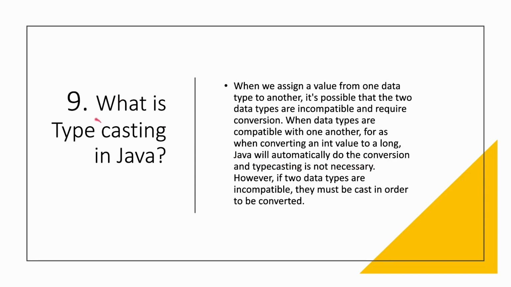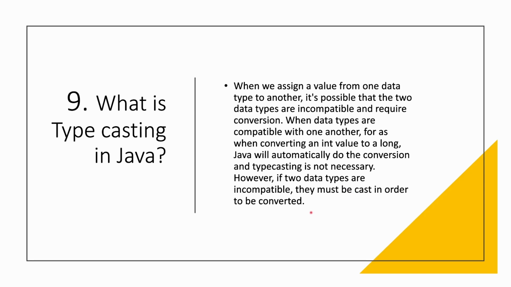Next question. What is typecasting in Java? When we assign a value from one data type to another, it's possible that the two data types are incompatible and require conversion. When data types are compatible with one another, such as when converting an int value to a long, Java will automatically do the conversion and typecasting is not necessary. But if two data types are incompatible, then they must be cast in order to be converted.